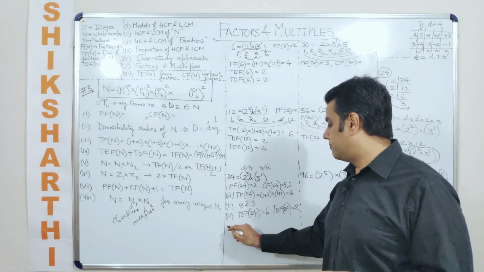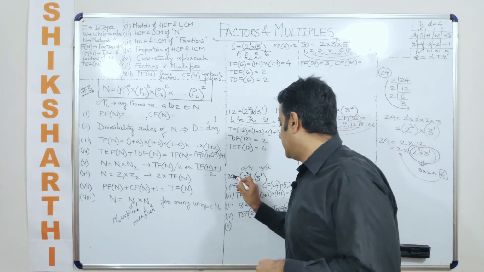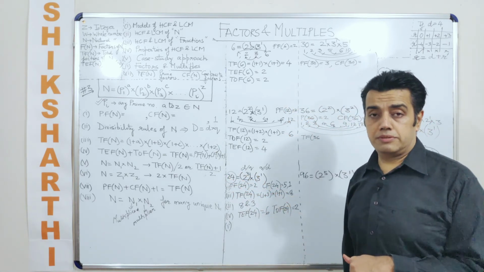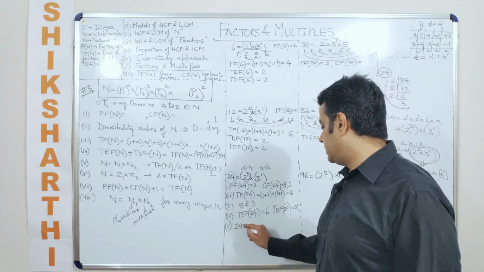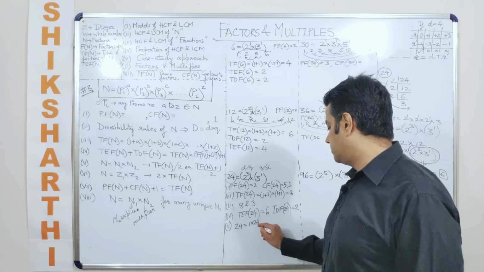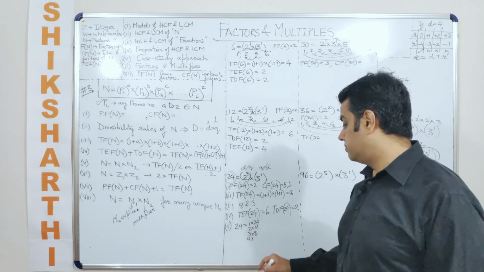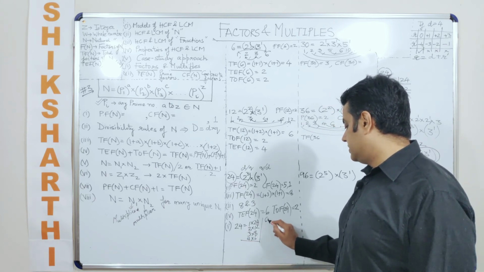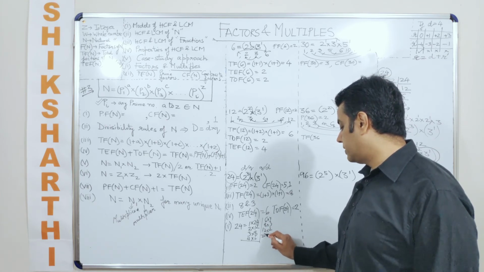Okay, point number 5. Point number 5 talks about in how many ways I can write this number as a product of two numbers. So can I say now this 24 can be written as 1 into 24. This can also be written as 2 into 12. This can also be written as 3 into 8. This can also be written as 4 into 6. And then after this you will get 6 into 4, then 8 into 3, then 12 into 2, and finally 24 into 1.